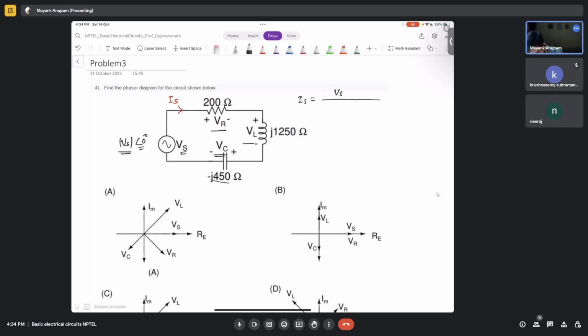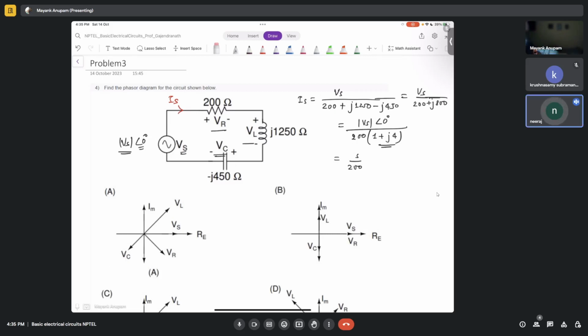So it's a series combination, right? Yes, sir. So it is 200 plus J 850 plus 1250 minus J 450, right? Which then becomes Vs divided by 200 plus J 800, correct? This will be mod of Vs angle 0 degree divided by 200 into 1 plus J 4, right? So what will be the angle of this? Mod of Vs divided by 200, and the magnitude of the denominator is 16 plus 1, 17, root over 17, right?